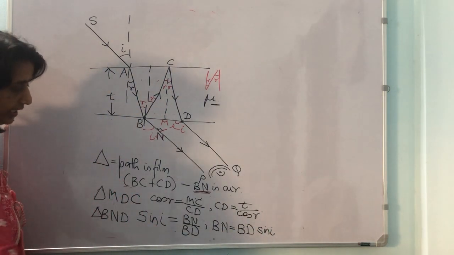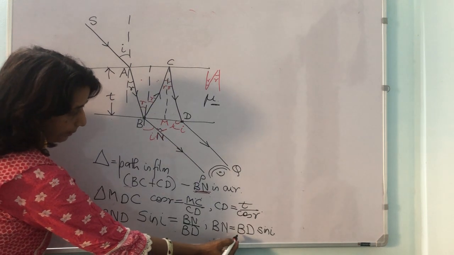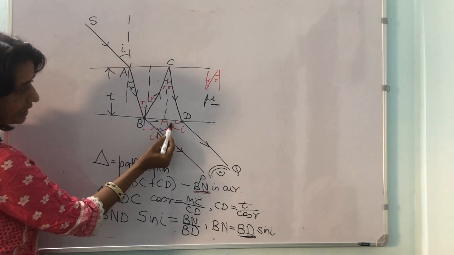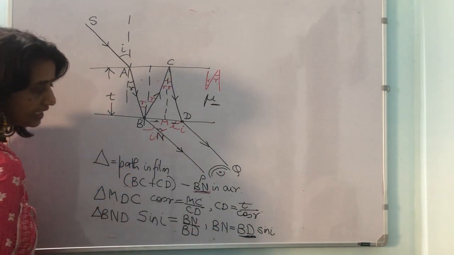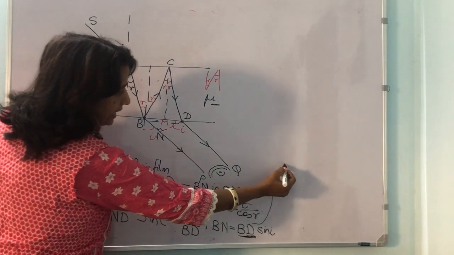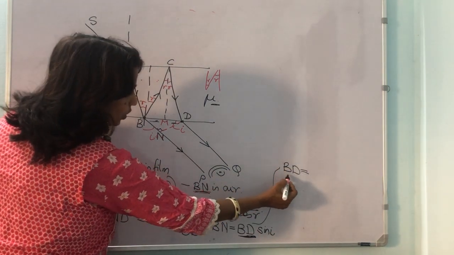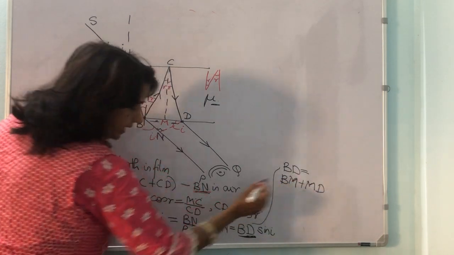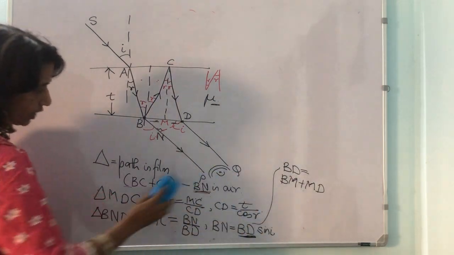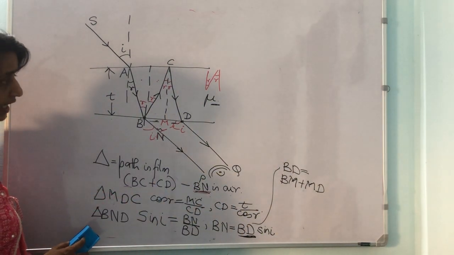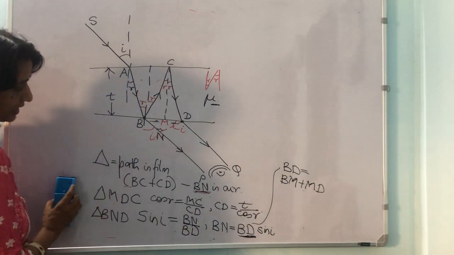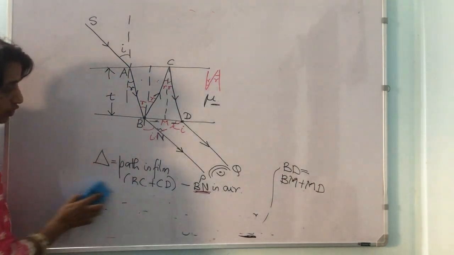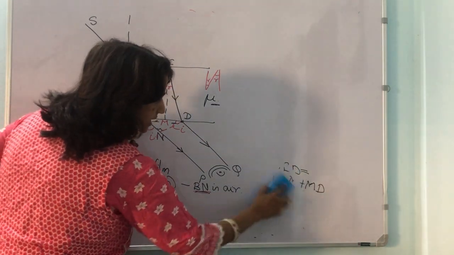BD into sin I. Let us have a closer look here. BD is equal to BM plus MD. So instead of BD here, I can write BD as BM plus MD. In order to get an expression for BM and MD, we will take tan of this angle, so it becomes all the more simple for us and we can easily introduce Snell's law in this expression.